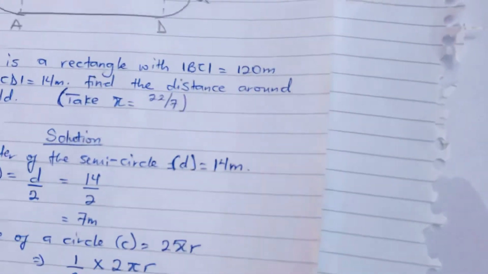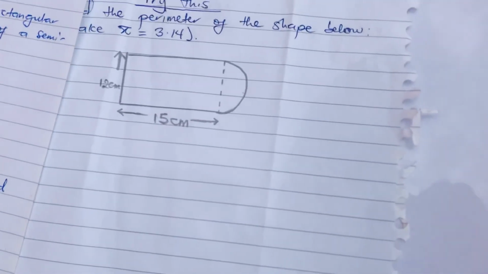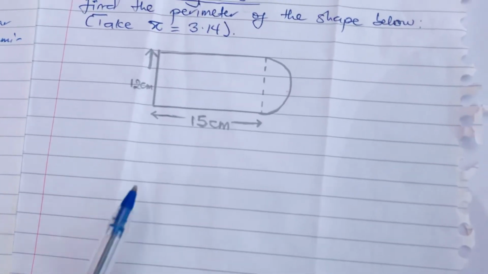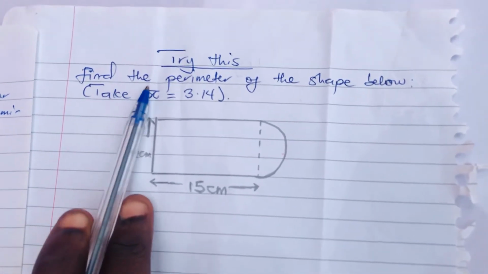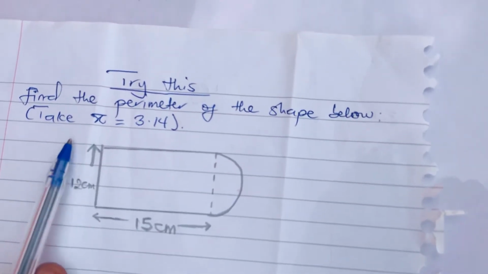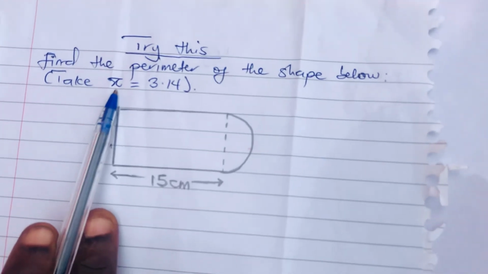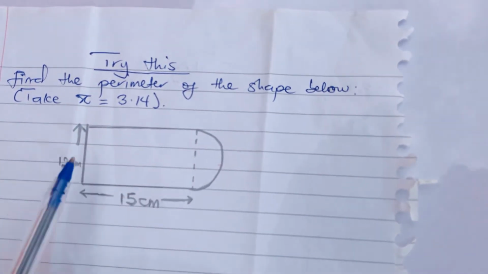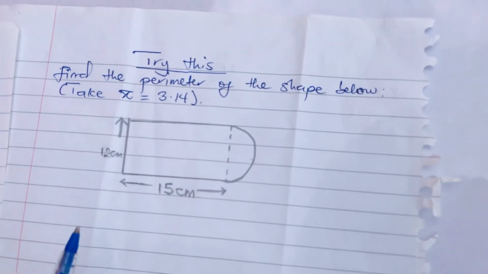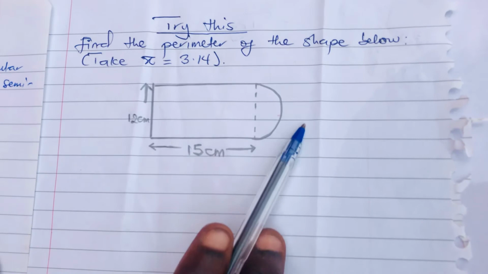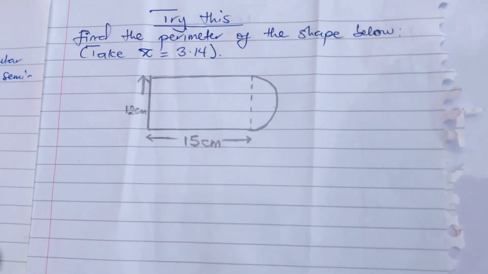Great. So I have some sample questions, and I believe you enjoy solving it. So the question is, find the perimeter of this shape. I have a 9 shape, and I'm giving you pi to be 3.14. Okay, so this is the structure, and I'll be waiting for your answers at the comment section.